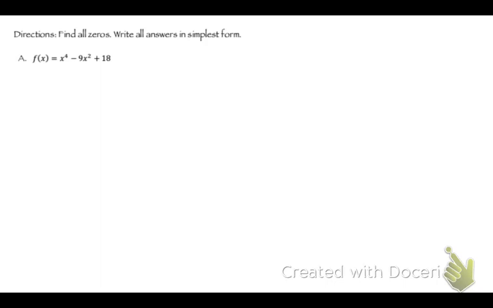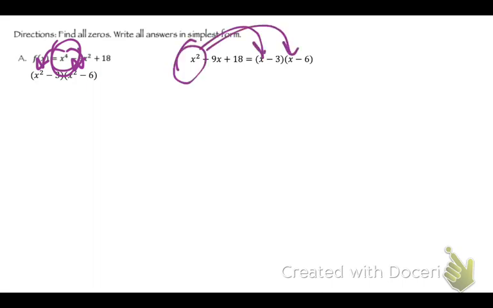Okay, this one we need to find all zeros and write it in simplest form. So we have x to the 4th minus 9x squared plus 18. Well, if this was x squared minus 9x plus 18, we would know how to factor this. We would just factor it as x minus 3, x minus 6. We can do the same exact thing over here, except now we're breaking up this x to the 4th into the 2 x squareds, whereas here we broke up x squared into just those x's. So we have x squared minus 3 and x squared minus 6.